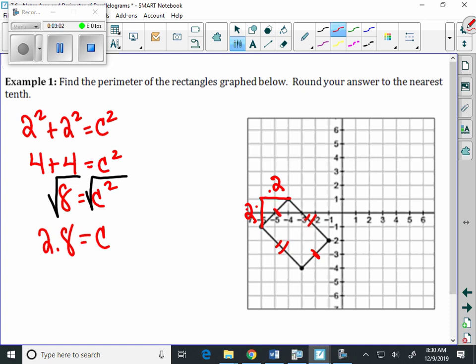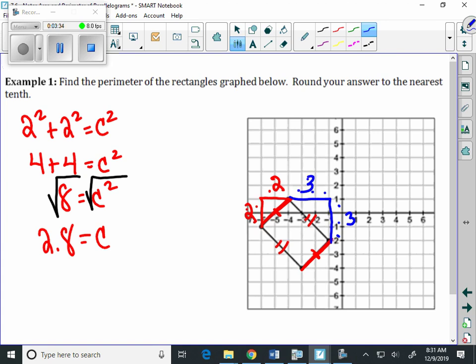That's not the only side. But the thing is, what we found now is that this length is 2.8 and this length is 2.8. Well, we need to find one more side. So we're going to draw in our triangle. By the way, you could have done the other two sides. It doesn't make any difference. But what we have here is we have 1, 2, 3. And we have 1, 2, 3.